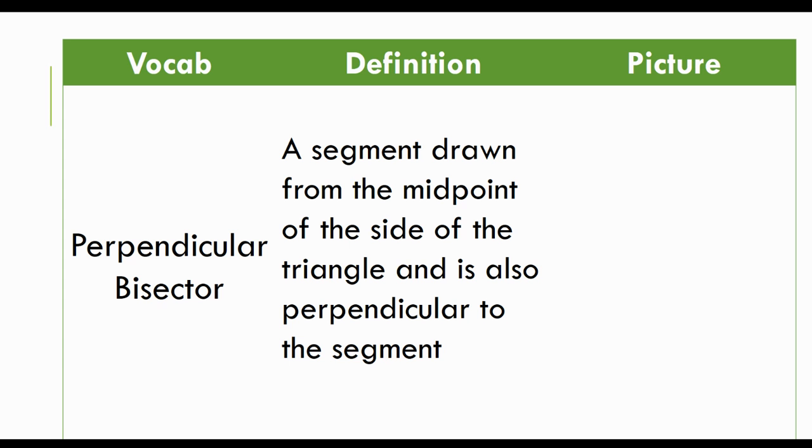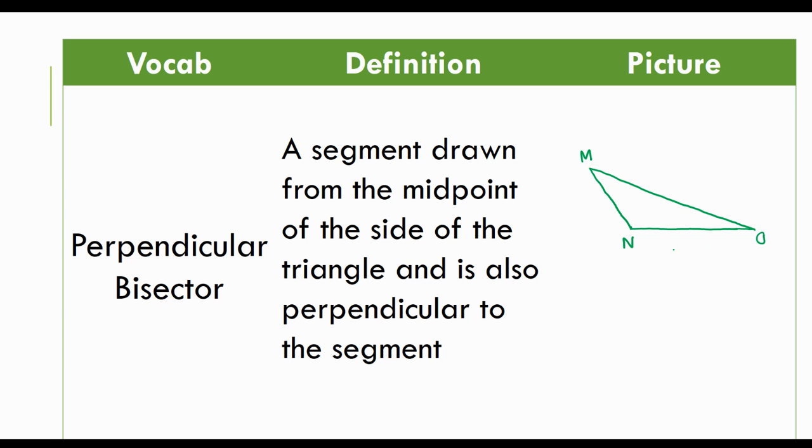The next word we have is perpendicular bisector. It is a segment drawn from the midpoint of the side of a triangle and is also perpendicular to the segment. So I'm going to sketch a picture. I'm going to call this triangle MNO. And say I wanted to draw a perpendicular bisector from the segment NO.